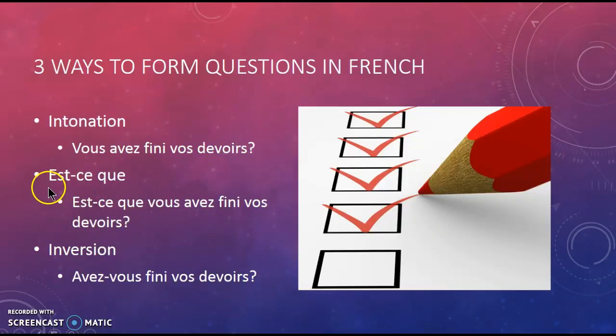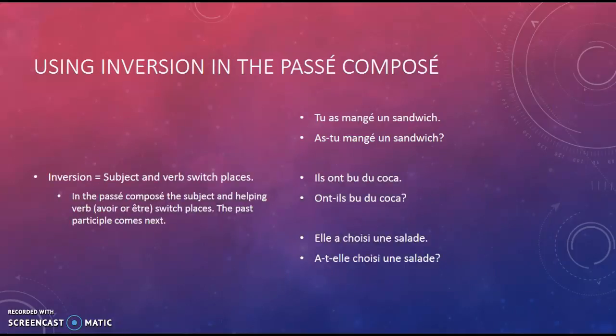If we're writing questions in French, we're going to use est-ce que or inversion. So, with est-ce que, we put it at the beginning of the question. Est-ce que vous avez fini vos devoirs? Remembering our question mark at the end, of course. And then, with inversion, avez-vous fini vos devoirs?